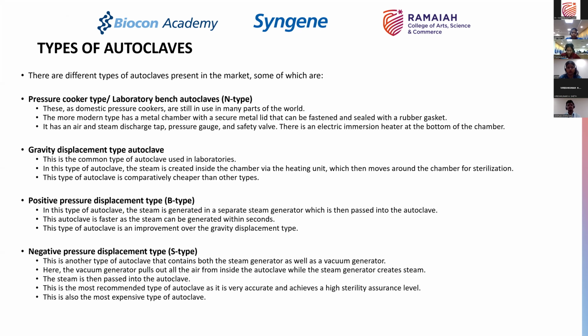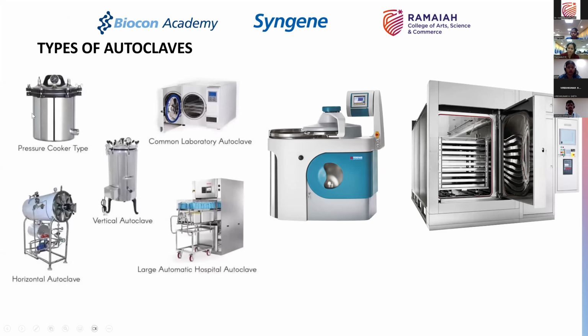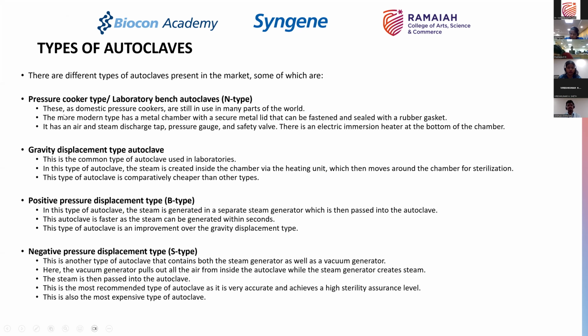The most modern type has a metal chamber with a secure metal lid that can be fastened and sealed with a rubber gasket. It has an air and steam discharge tap, pressure gauge, safety valve. There is an electrical immersion heater at the bottom of the chamber. So it is something which looks like this, and that's the type of autoclave which is the N-type autoclave.